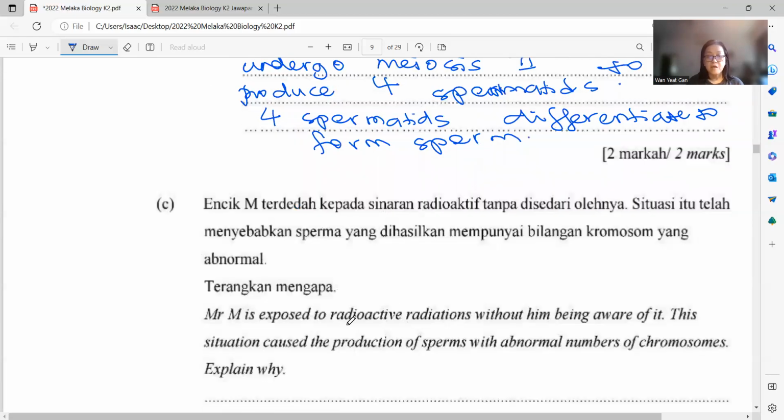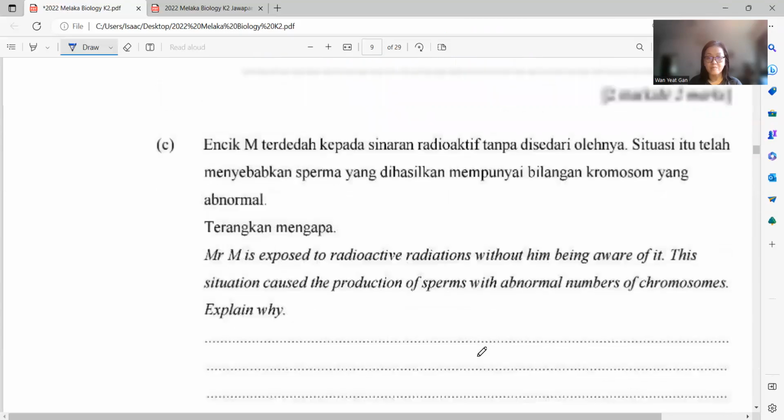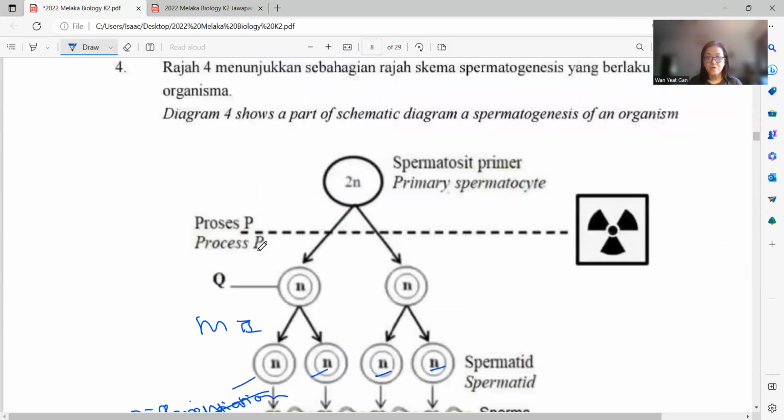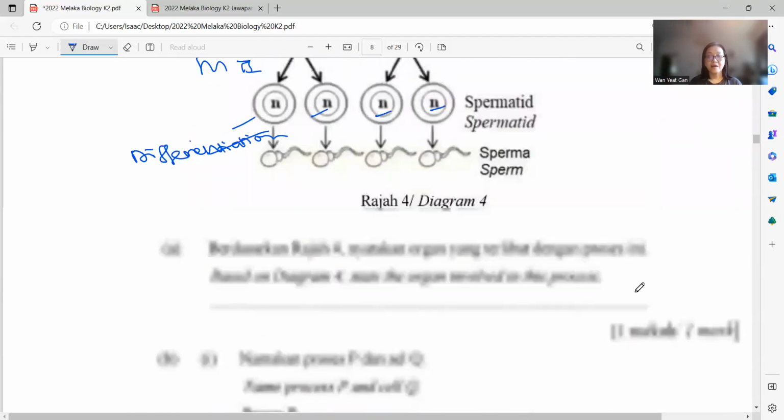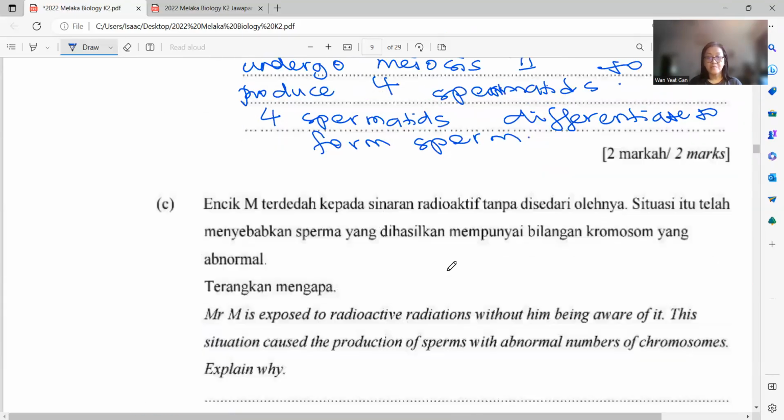Okay, Mr. M is exposed to radioactive radiation without him being aware of it. This situation caused the production of sperm with an abnormal number of chromosomes. Explain why. So he is exposed to radioactive radiation. As a result, he produced an abnormal number of chromosomes in the sperm.